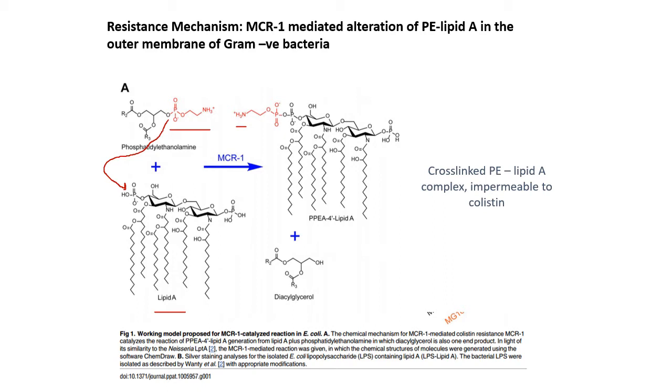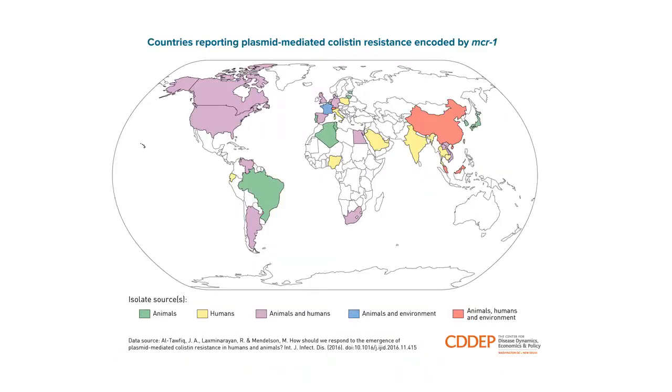And if you want to learn more about this, you should read the article here. In terms of epidemiology, this is now 2016 data, but you can see here that there's been widespread isolates of this MCR-1, this resistance gene, found in animals, humans and the environment in China. Also here you see in Malaysia, in humans in India, and I think that would be Saudi Arabia, animals and humans in the US and most of Europe. Animals and the environment in France, so it's pretty much spread out from China. And this is a cause of grave concern.